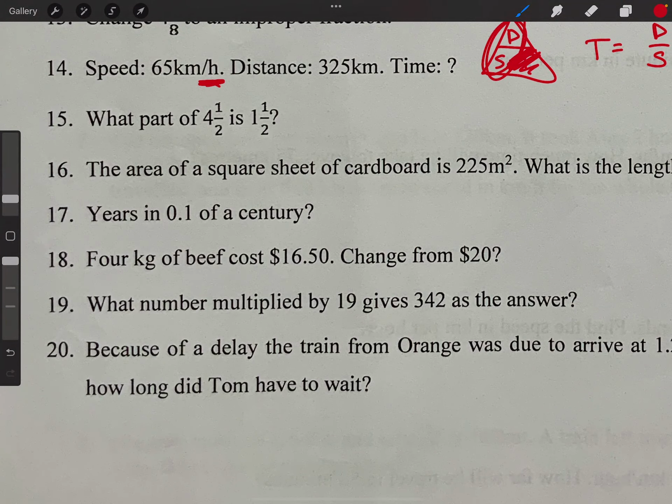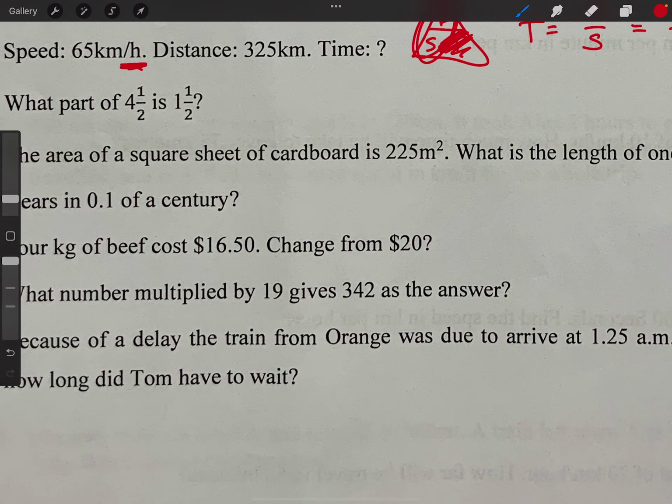Next part, question 15. What part of 4.5 is 1.5? Okay, so to do this, imagine you have 4.5. Now it says what part is 1.5. So you have to take 1.5 and divide it by 4.5. So let me just rub that out. We take 1.5, we divide it by 4.5. Here you have to change this one to an improper fraction, change this one to an improper fraction, and then divide the two fractions. And you should know how to do that by now.